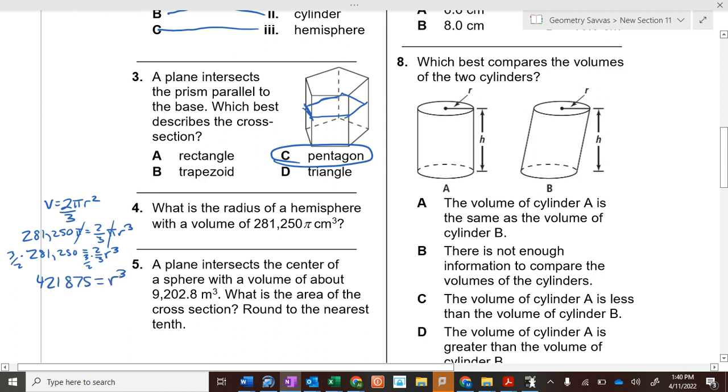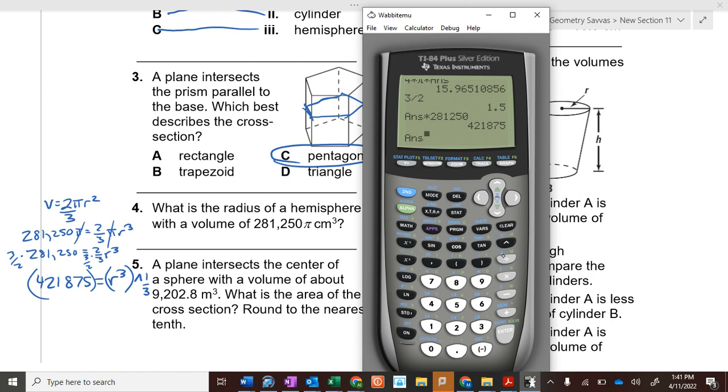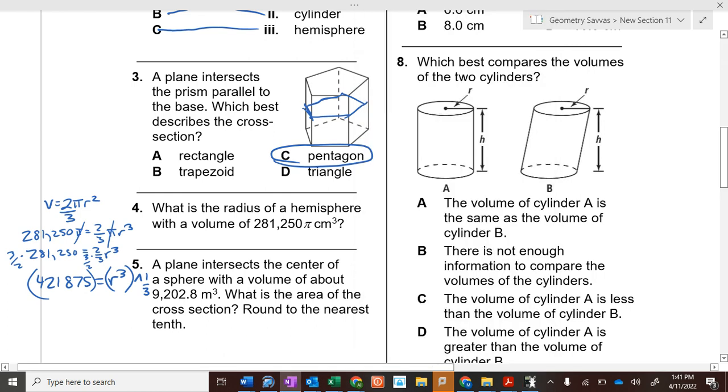421,875 equals r cubed. How do we cube root on our calculator? We take both sides to the caret 1/3 power. And you get 75. The radius equals 75 centimeters. Okay?